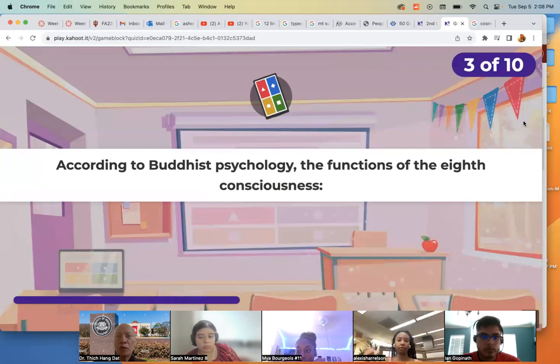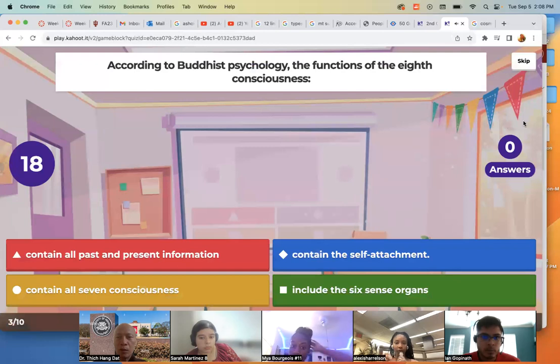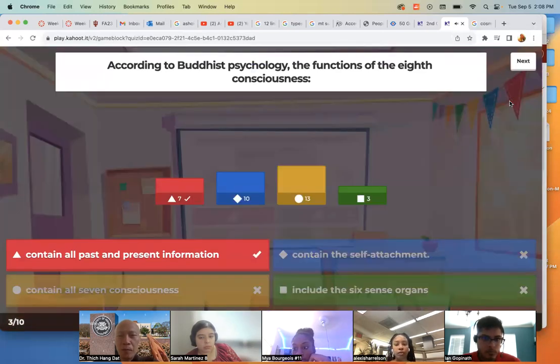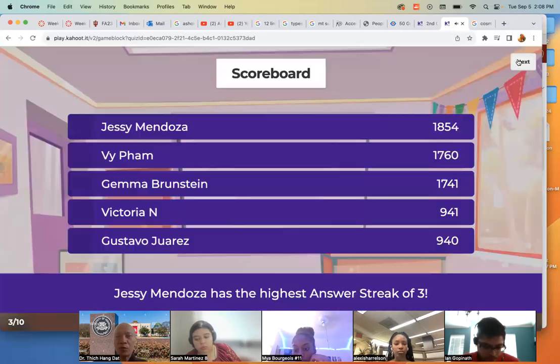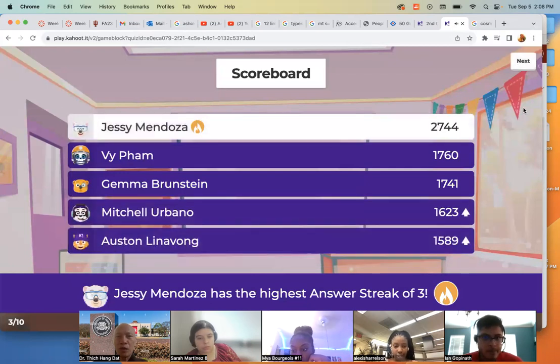According to Buddhist psychology, the function of a consciousness is, a little bit hard: contain all the past brain information, contain the self attachment, contain all 7 consciousnesses, include the sixth sense organ. Unless you read in detail, you understand in detail, otherwise it's not easy. Oh, 7 got it right. That's good. Contain all the past and present information. Wow, Jesse is still on the top. Right. Keep it up, Jesse.